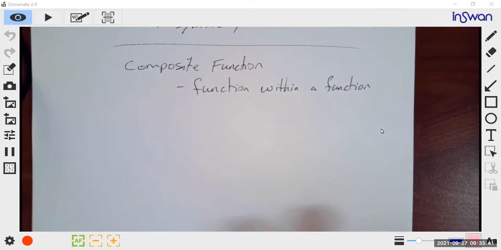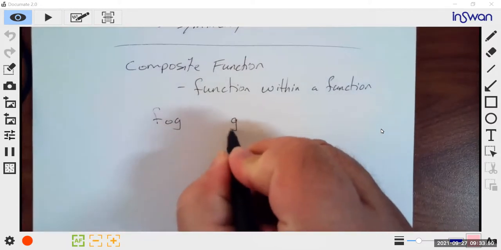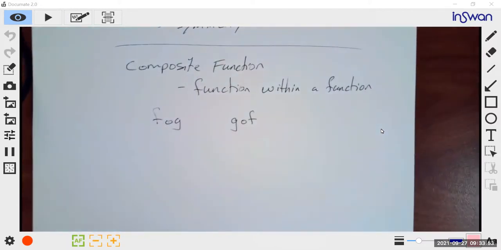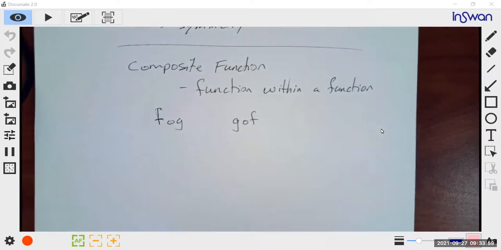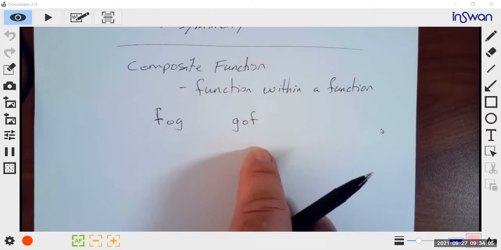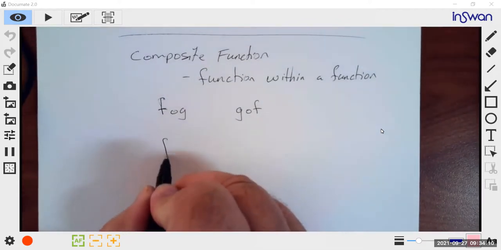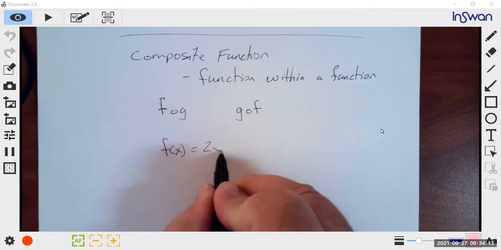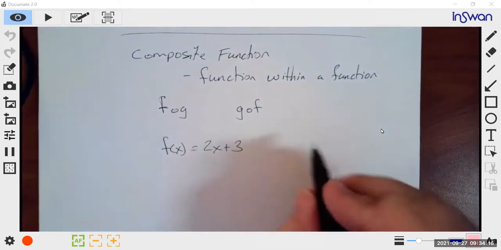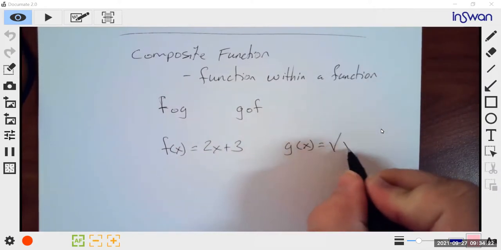Typically, if you ever talk to anybody else who's taken algebra and you talk about composite functions, you'll always refer to it as the f o g and g o f method. These are not words, it's actually the math symbol, but we just call it fog-gof. It sounds really bad. Let's say we had two functions. Say f of x is 2x plus 3, and then function g of x is square root of x.